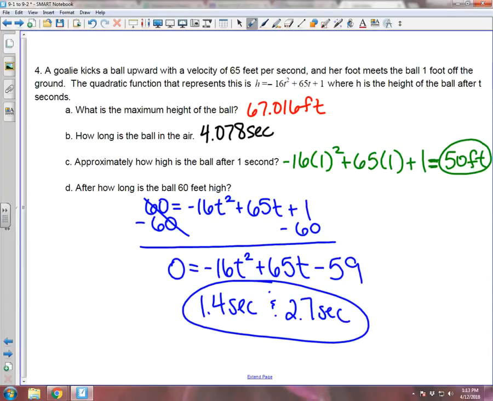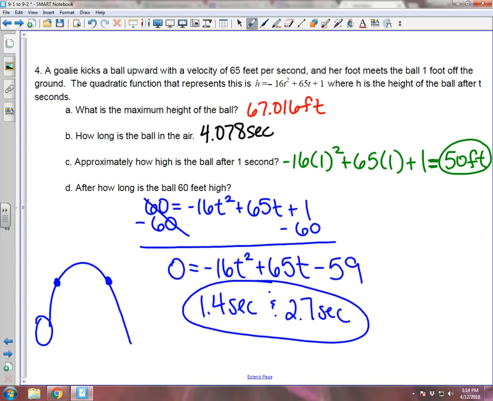Why are there 2 answers? Yeah, think about it. If I'm kicking a ball, it's going to go like this, right? They want it to be 60 feet high. You could reach 60 foot high there and 60 foot high there. It's going on the way up for 1 point and on the way down for another point. How we doing, guys? You sure? Okay, this letter D is different than what we've done in the past. That's the new stuff there, okay?